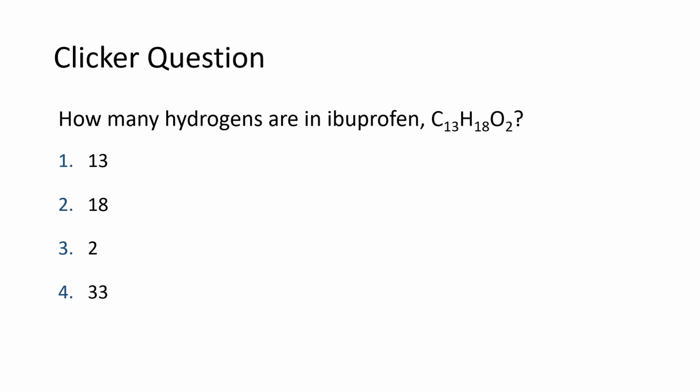Okay, I hope you paused the video. To answer this question, how many hydrogens are in ibuprofen, C13H18O2? All we need to do is look at the formula itself, and the subscript of 18 modifies hydrogens. So this means that we have 18 hydrogens present in this expression.